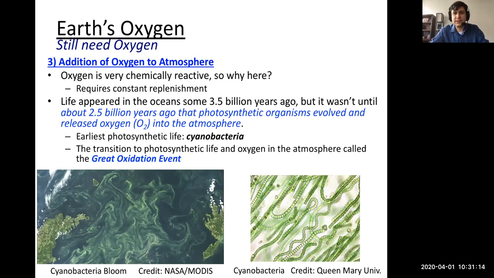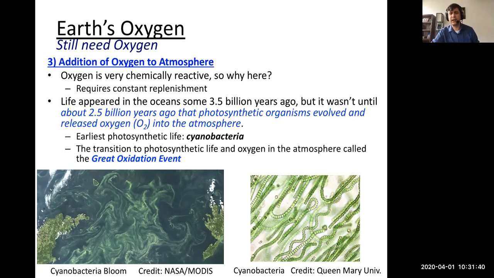Once we start getting photosynthetic life forming on Earth, our main form of photosynthetic life producing oxygen in early Earth, and still today, is cyanobacteria. You can see modern blooms of cyanobacteria down here in this image. You can see it under a microscope right there. It's nice and green, as we'd expect from photosynthetic life. And these little life forms are going to pump oxygen into our atmosphere.